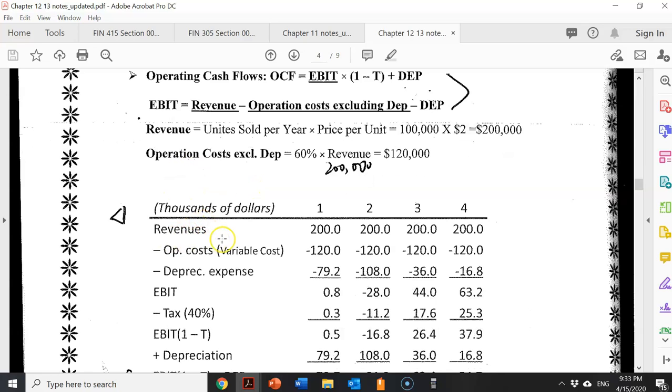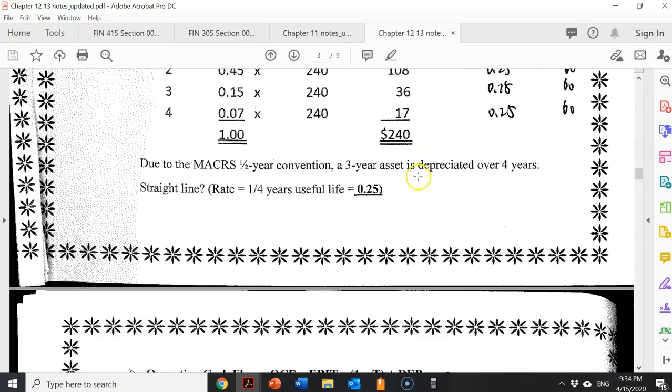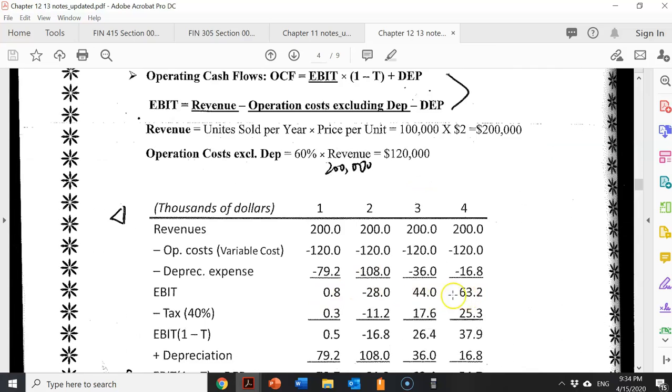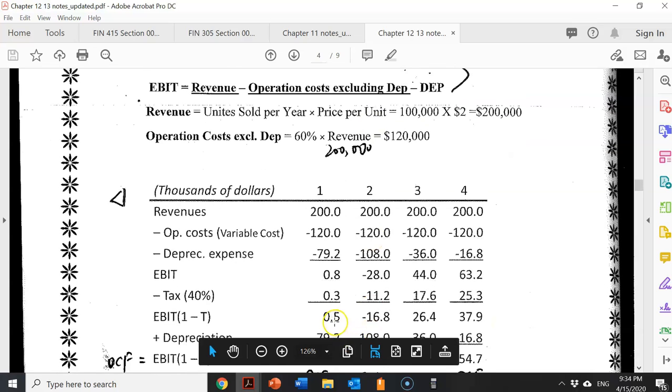So we start from the revenue. It's going to be 200 for the 4 years. We subtract the operation costs, or the variable cost, which is 120 for each year. And then we subtract the depreciation we calculated here, 79, 108, 36, and 17 for these 4 years. So we have EBIT as 0.8, negative 28, 44, and 63.2 for the 4 years. And then we multiply by 1 minus T, so we have 0.5, negative 16.8, 26.4, and 37.9.